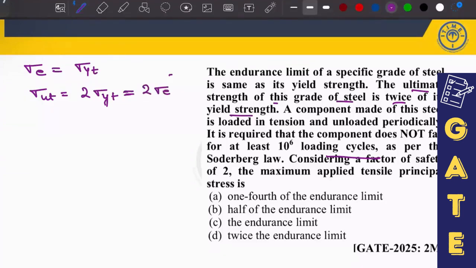Twice of the endurance strength only. Now, according to the Soderberg equation, you know that, yes, option B, many of you got the correct answer. So sigma m divided by yield tensile strength, plus sigma variable divided by endurance strength is equal to 1 by factor of safety.